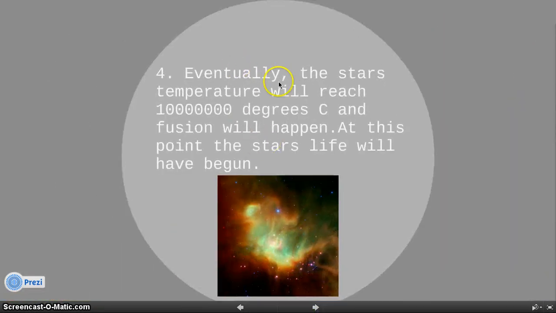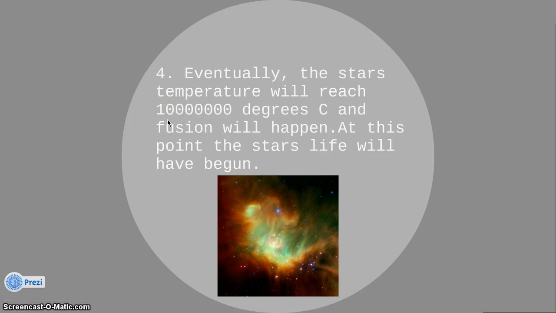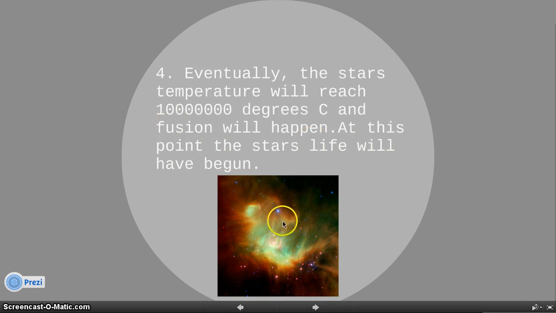Eventually, after this happens, the star will reach a temperature of about 10 million degrees Celsius, and fusion, which is taking hydrogen and turning it into helium, will happen, and this creates a lot of energy. It makes the sun and stars very, very hot. So at this point, the star's life will have begun. Before now, it's been known as a protostar.